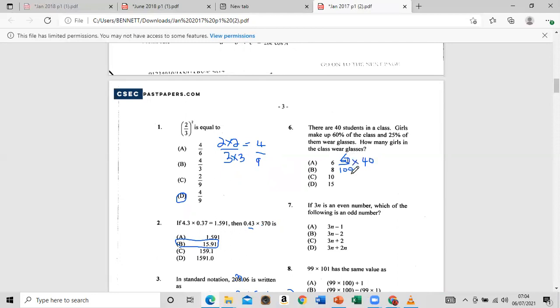This cancels this. And this cancels this. So there are 24 girls in the class. So from that, we need to find a quarter. 25% is the same thing as a quarter. Quarter times 24.